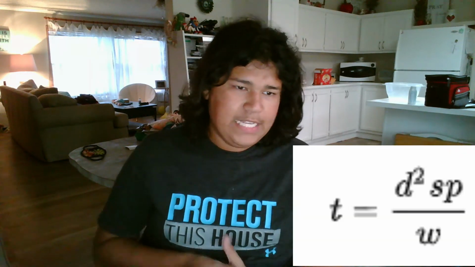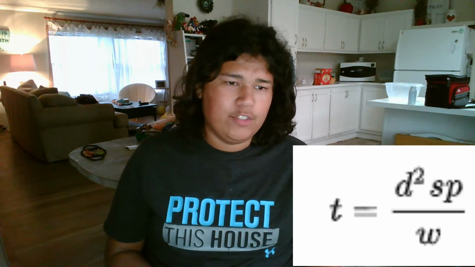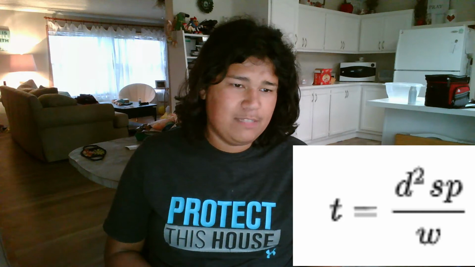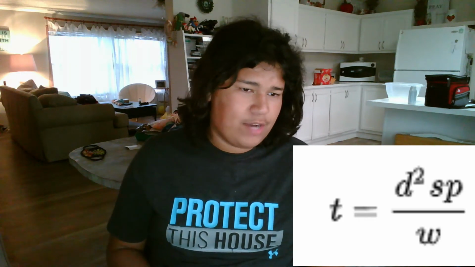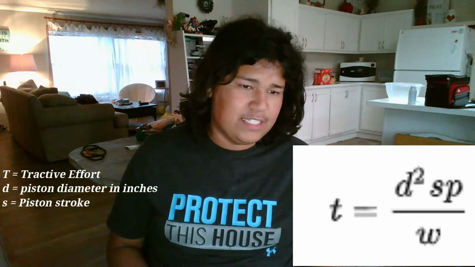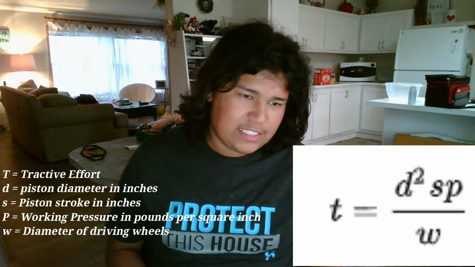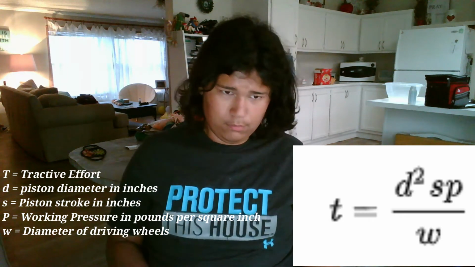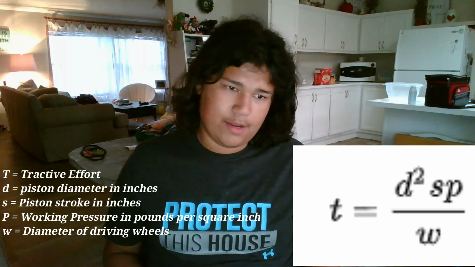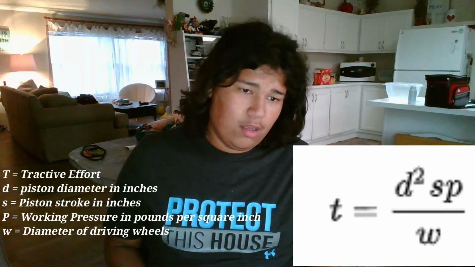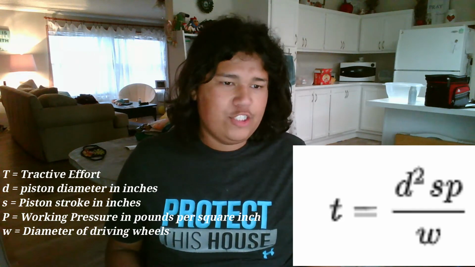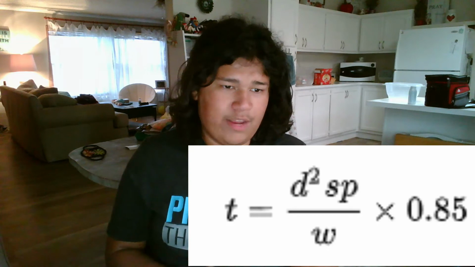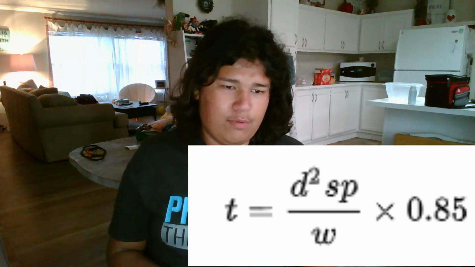As an approximation, the following formula can be used for a two-cylinder locomotive. T equals D to the second power, which is an exponent, multiplied by S and P, divided by W. T is tractive effort, D is the piston diameter in inches, S is the piston stroke in inches, P is the working pressure in pounds per square inch, and W is the diameter of the driving wheels in inches, and then you just multiply it by 0.85.